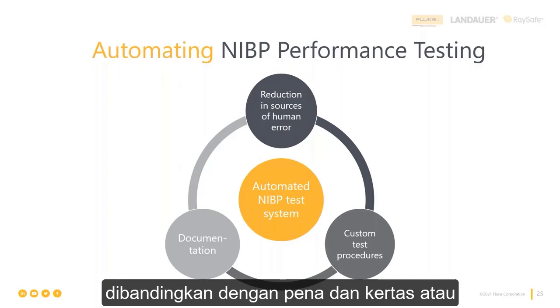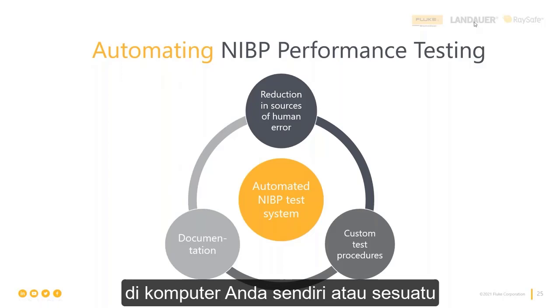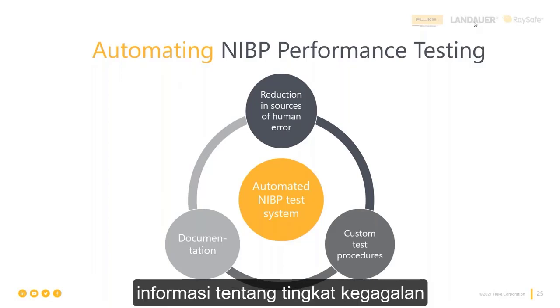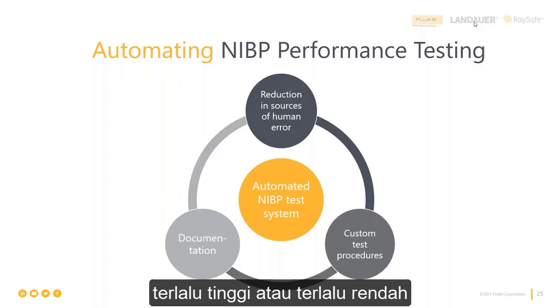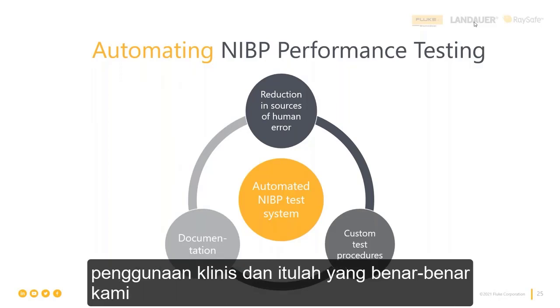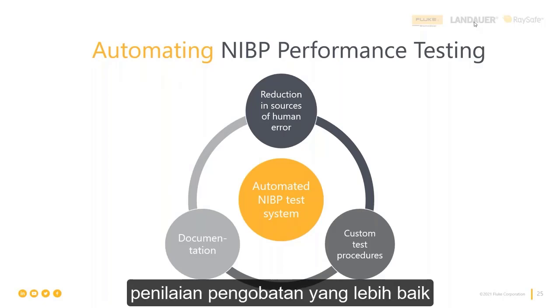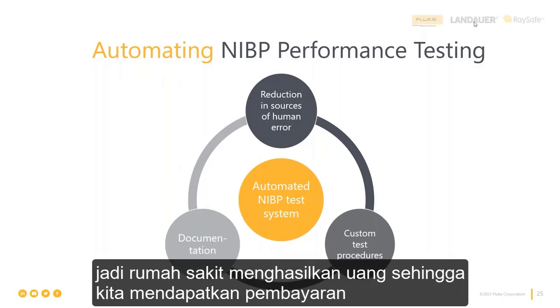And you know what? Compared to pen and paper, or compared to a spreadsheet on your computer, or just a simple checklist, the checklist doesn't give you the ability to mine information about failure rates. And failure rates are really important in order to get to predictive maintenance. That is, when I start seeing a trend that's looking like it's going too high or too low, I can take action before the actual clinical failure or failure during clinical use. And that's really what we want, because why? It makes the doctor's diagnosis or assessment of treatment better and reduces the risk of injury to the patient, keeps their length of stay appropriately short, so the patient goes home well sooner, and so the hospital makes money, so we get paid.